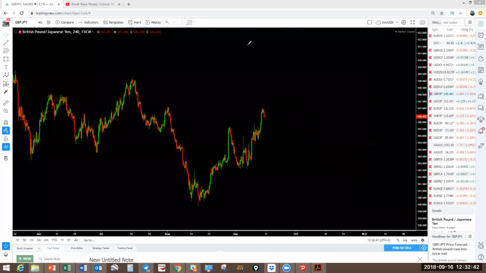I would like to get this one to the downside, and I want to get this one to the upside because this will be a good trade. So this could be about a 600 pip move to the downside, over 800 pip move to the downside, and over 1,000 pips move to the upside.